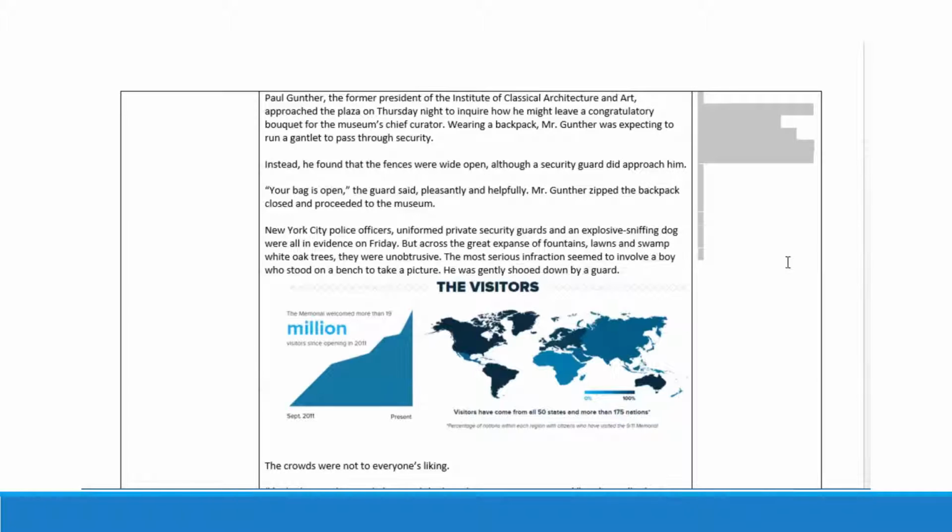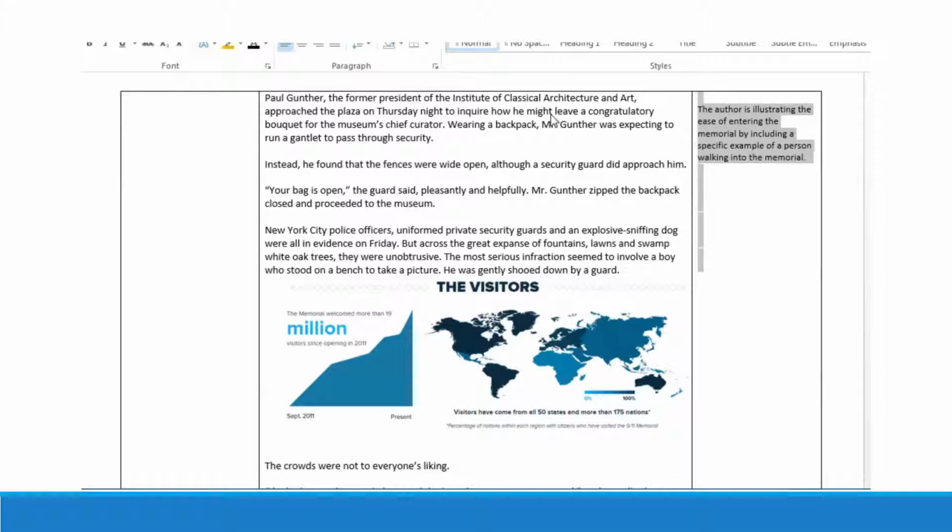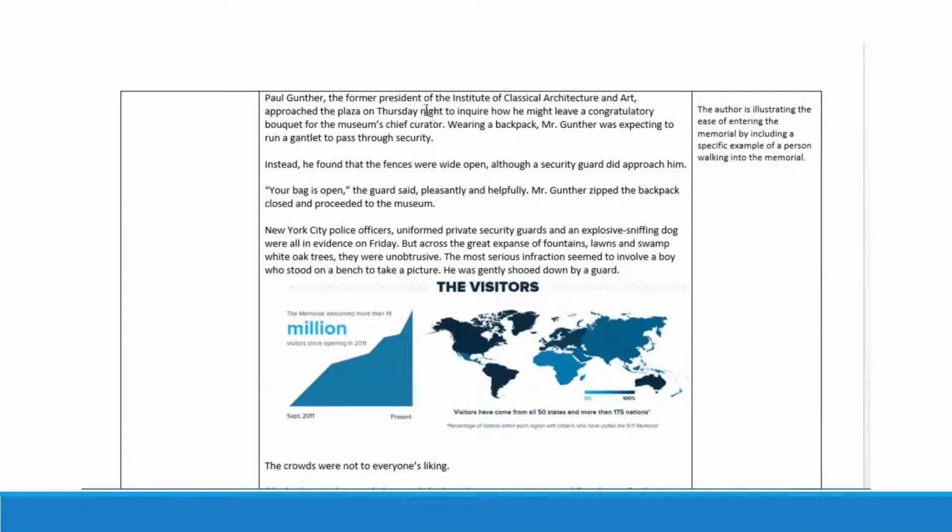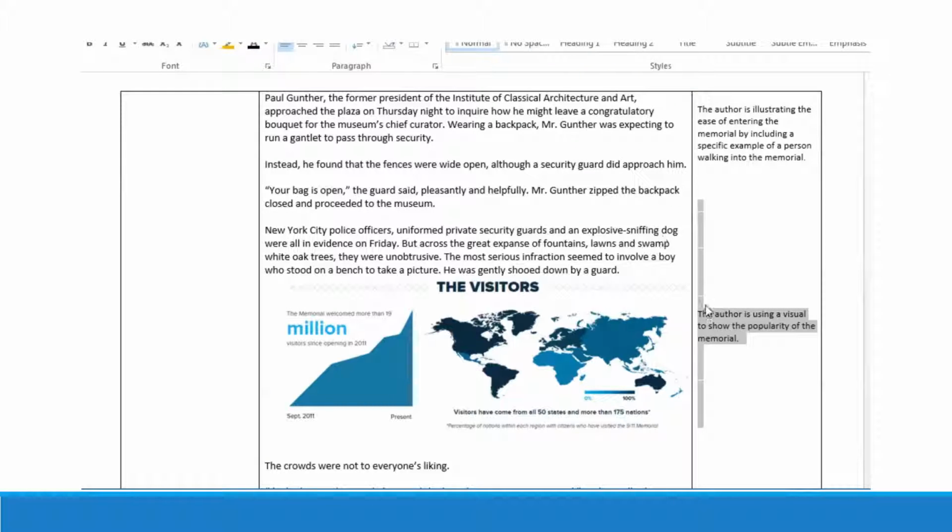Right here in this section, the author gives an example to show how easy it is to get into the memorial. So we get this person, Paul Gunther, who goes in wearing a backpack and thinking he's going to run into all kinds of security, but instead he just walks right through, and they kind of remind him, hey, your bag's open, just as a nice reminder, like, hey, your stuff might fall out. So instead of them going through the bag, which is what he expected, it's just this really easy way to come in.